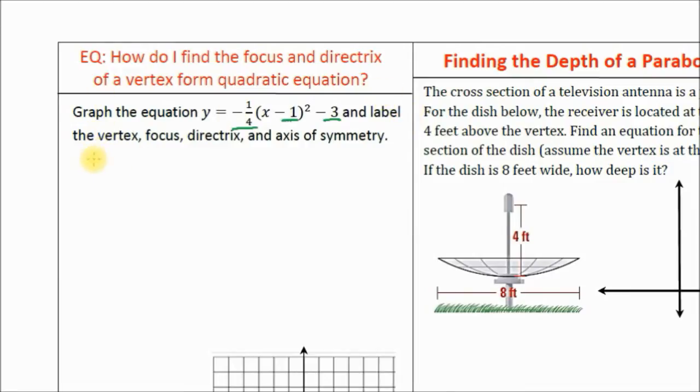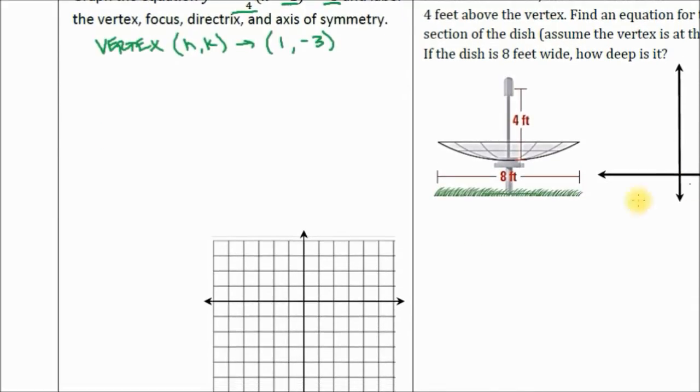So our vertex is going to be at h comma k, and looking at our equation, we have an h value of 1 and a k value of -3. Remember, you flip the sign of h and you keep the sign of k. I'm going to just label these here. So we've already found our vertex. Let's graph it right now. 1 comma -3. So right here, I'm just going to put a V there to represent the vertex.